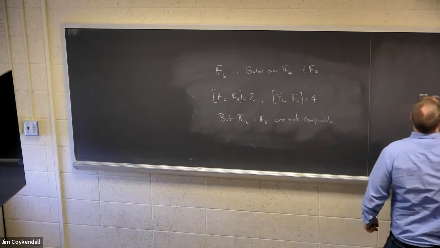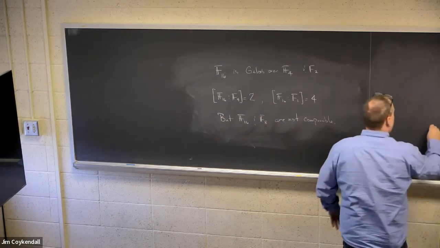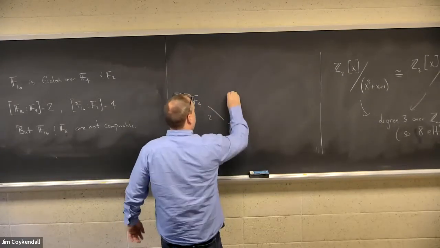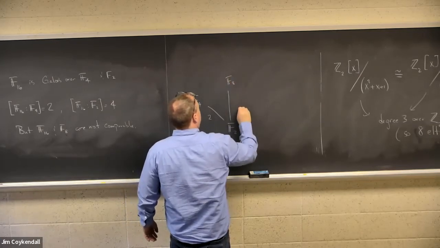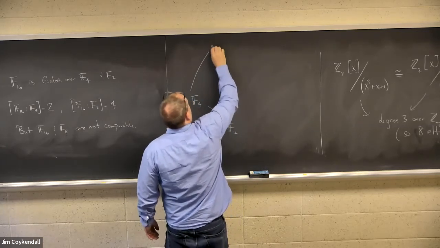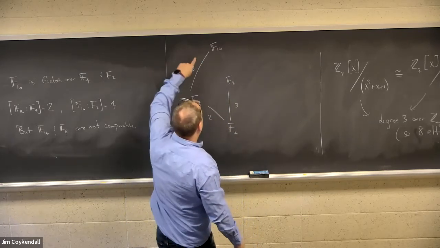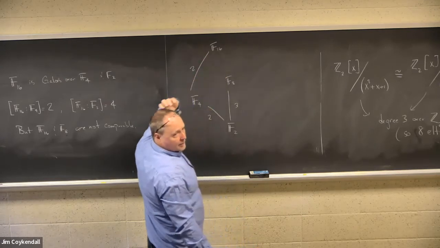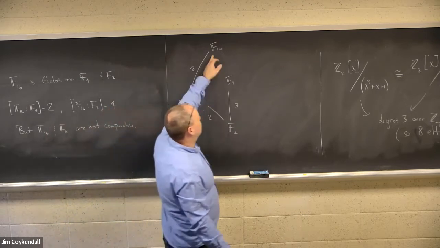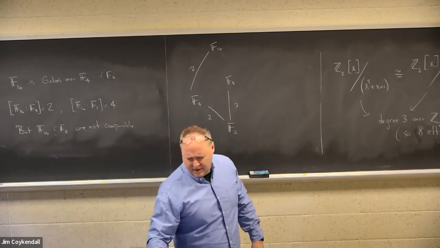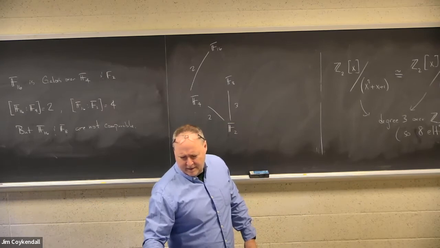So if I were to draw a little lattice of these fields here, what you would have is F2. That's a degree 2 extension. This is a degree 3 extension. And this is a degree 2 extension. So the total degree of extension here is 4, right? But these two aren't comparable. Now, of course, you can find a big enough field that both of these fit in, right? But you've got to go up further. Okay. Any questions on that? Okay. Questions?